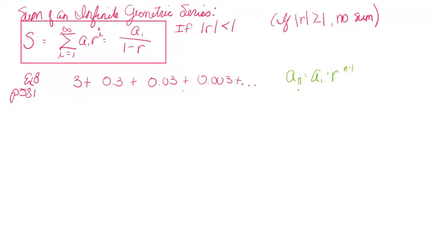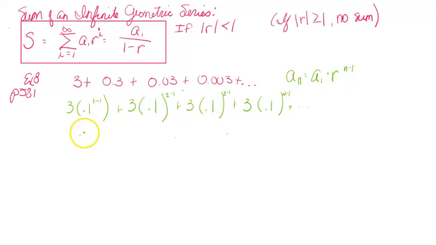Recall that our nth term formula for a geometric series is: the nth term is equivalent to the first term times the common ratio raised to the n-1 power. We're going to use that to rewrite this series that I have already up here. See here, I rewrote it as 3 times 0.1 raised to the 1 minus 1, plus 3 times 0.1 raised to the 2 minus 1, and so on.